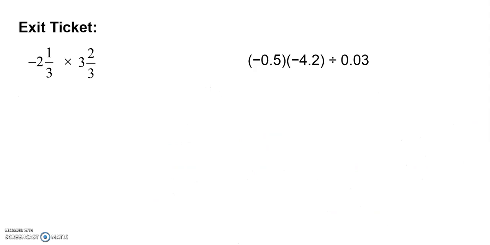Okay, and then here is your exit ticket. Please do these. I will be walking around in class to see if you did it and got the answer.